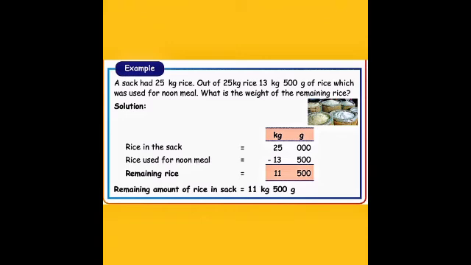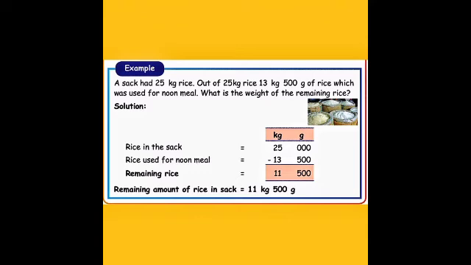So 4 minus 3 is 1. 2 minus 1 is 1. So the remaining rice is equal to 11 kg 500 grams. So the remaining amount of rice in a sack is 11 kg 500 grams. Yes, this is a way to do the addition and subtraction.